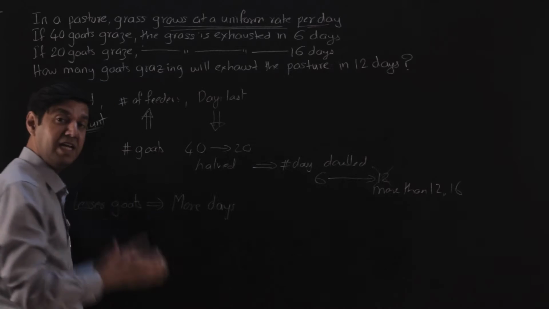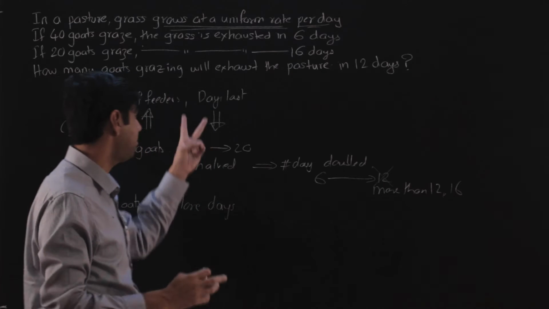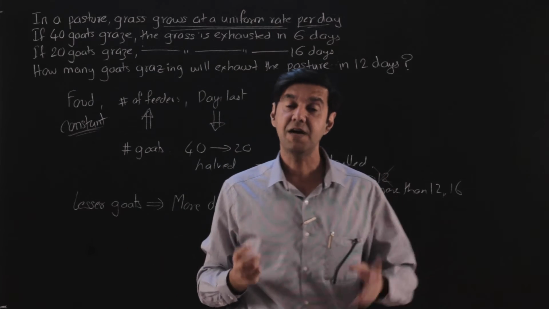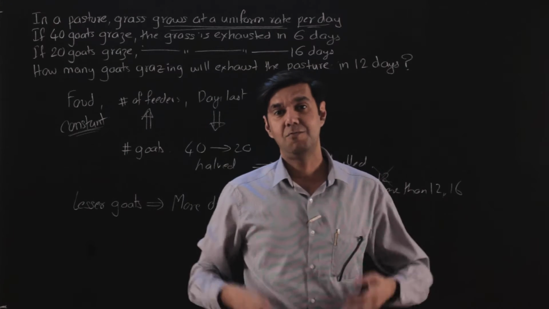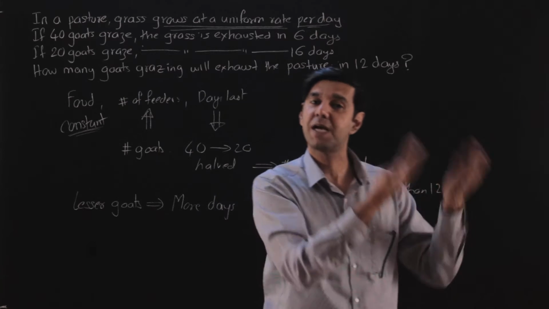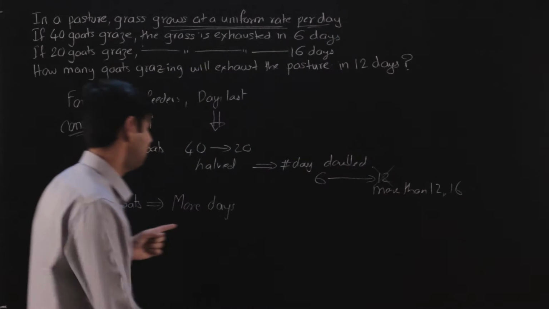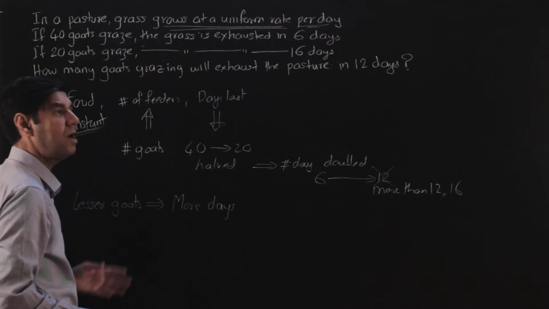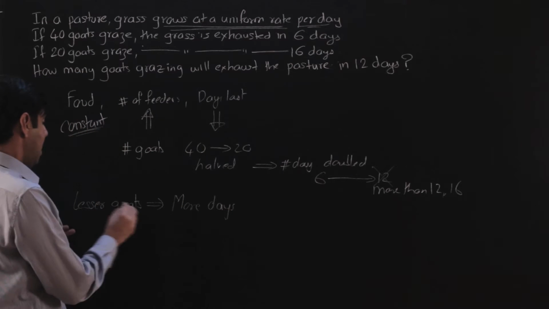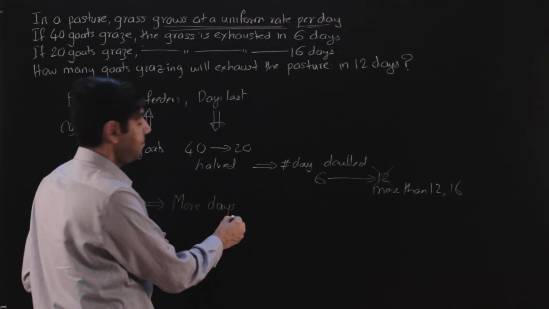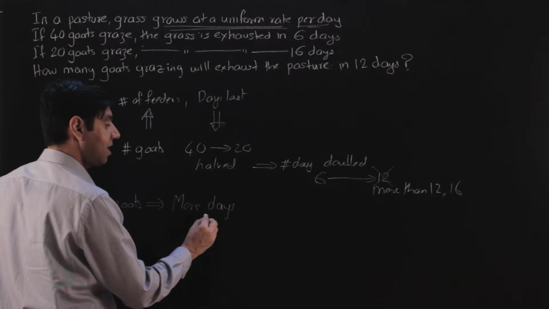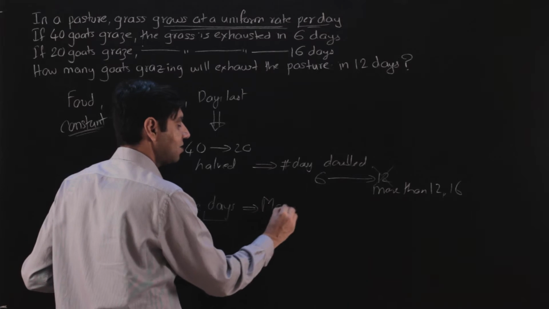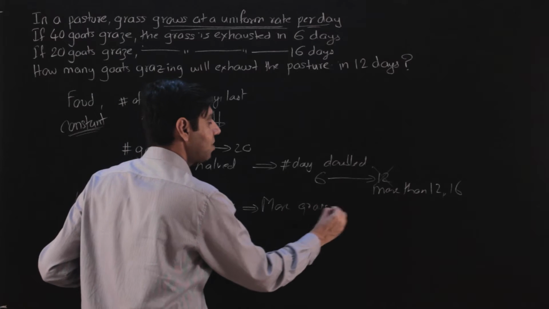However, they are not inversely proportional, which would imply that the product has to be a constant. If one becomes half, the other should become double, right? There's a numeric value also involved. Here I'm just saying that days will go up, more, but not proportionally. Lesser goats, I'll get more days, and since I have more days, this will result in more grass growing.